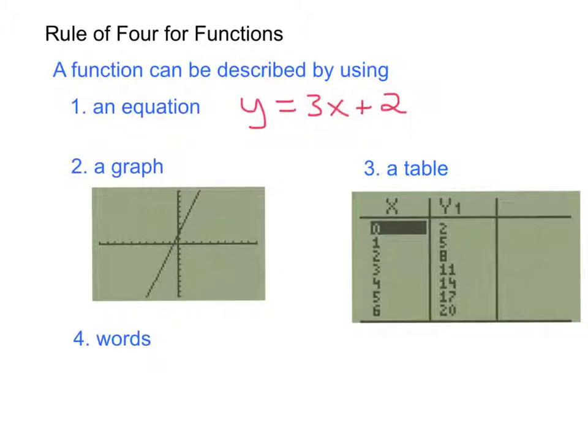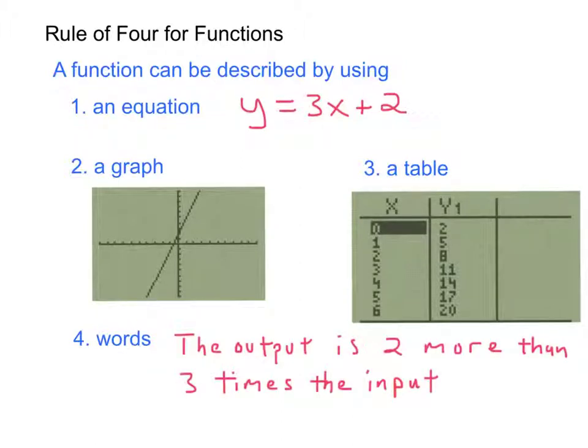We can also represent the same function using a table of x's and y's, or inputs and outputs. So in the left column are the x's, these are all the inputs. In the right column, these are the outputs. And the last way of representing it is by words, and that's to say how the output is related to the input. In this case, the output is 2 more than 3 times the input. It really helps to be able to look at a function from all 4 of these different perspectives.